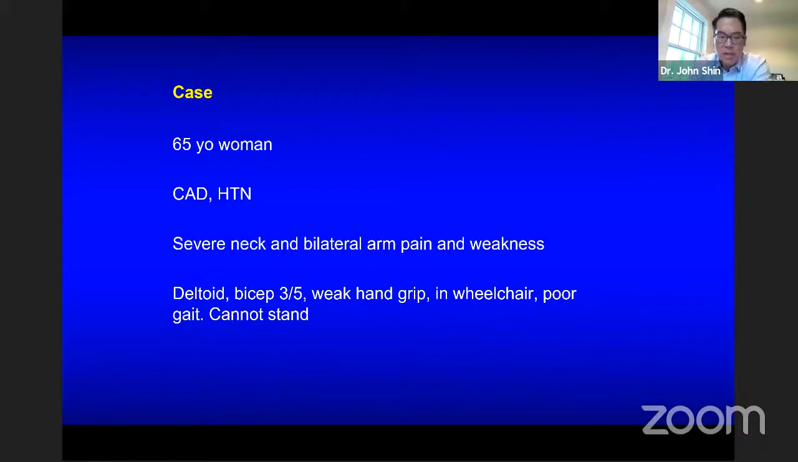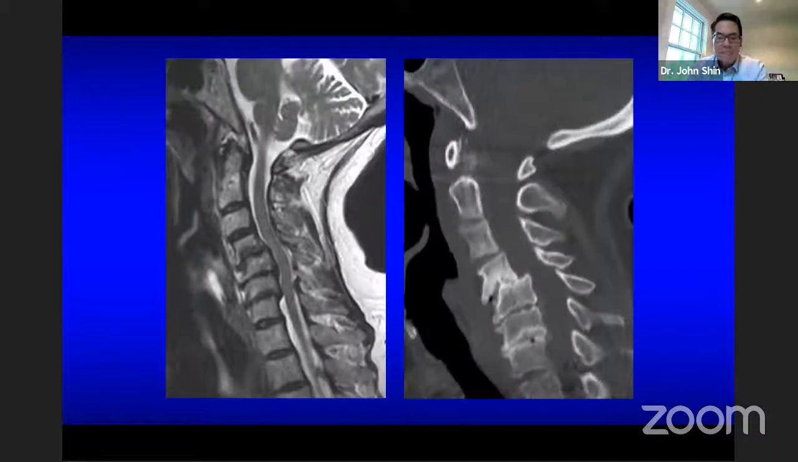And we've all seen that kind of patient who comes in really debilitated, probably not in the best of health, but relatively functional with these neurologic symptoms. And this is what I see. This is the MRI. So again, we can see here there is severe subaxial degeneration, C4-5, C5-6, C6-7.